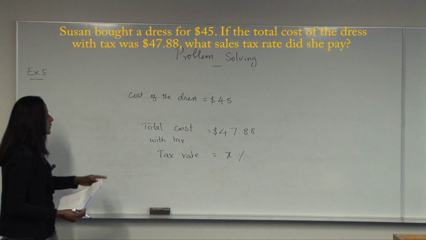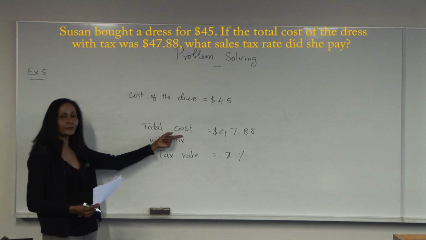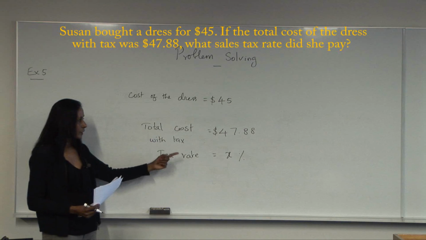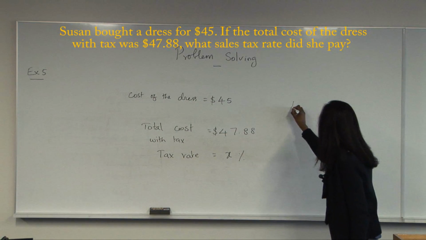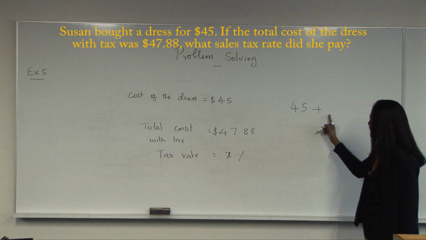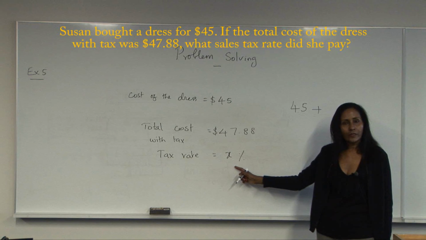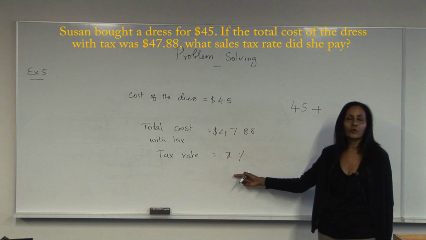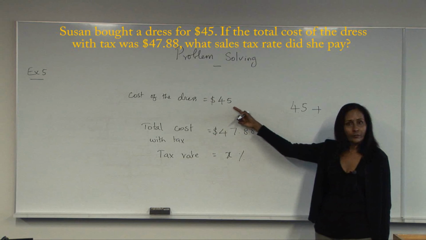Okay. So cost of the dress plus the tax is equal to 47.88. So we have to set up this equation. So 45 plus, this is the original price of the dress, plus the tax. How do we find the tax? For example, if it is 5%, how do we find the tax? This is $5 for each $100, right?